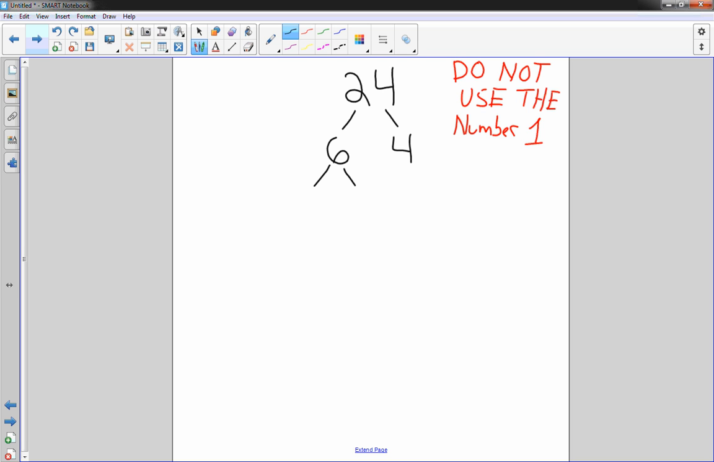We give each of these numbers two little branches, and you ask yourself again, what times what is 6? And remember, you can't use the number 1 in this process. 3 times 2 is 6, and 2 times 2 is 4. And you ask yourself, are any of those prime numbers? And in fact, all of them are prime. So I'm going to highlight them, so then I know I'm done.